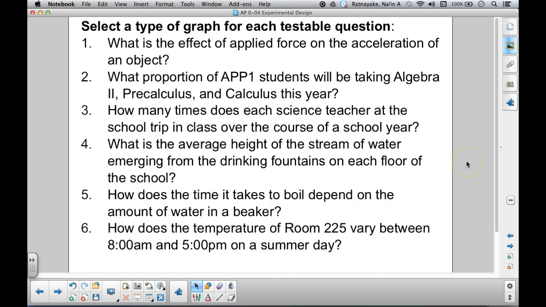What I have here for you are 6 sample testable questions. What I'd like you to do is pause the video and see if you can determine what would be a great graph type for each testable question. Ready, go.